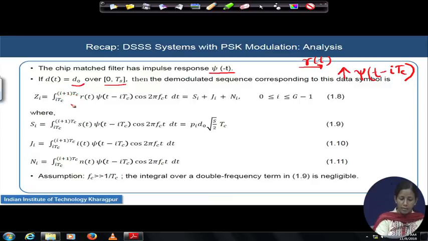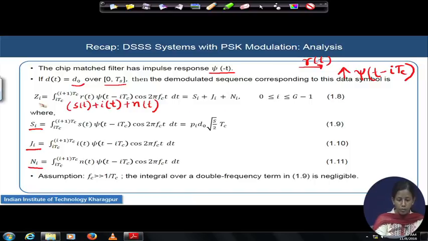Remember, this RT is a combination of the intended signal, the interference, which is the jamming signal, and also the noise. So, obviously, this integration will have three parts. The part contributing to the intended signal will be ST psi t minus ITC cos 2 pi f c t dt, which we will denote here as SI. IT into psi t minus ITC cos 2 pi f c t will be the contribution from the jamming part, and NT into cos 2 pi f c t will be the contribution for the noise part.